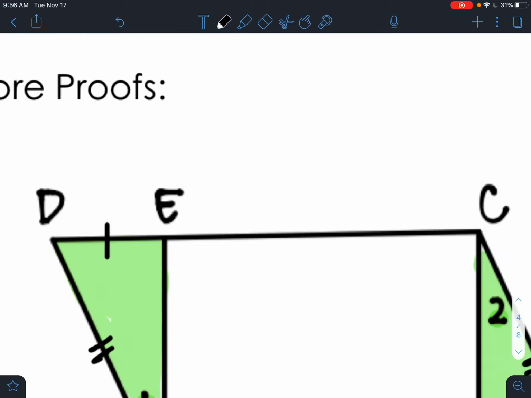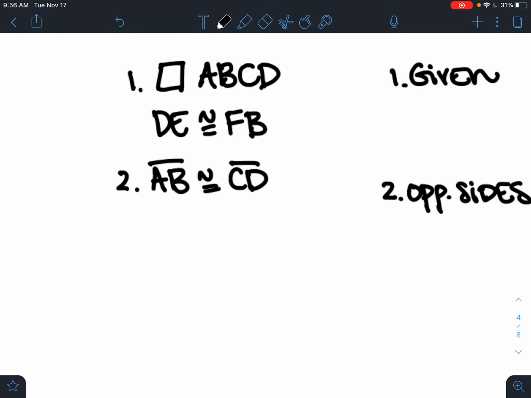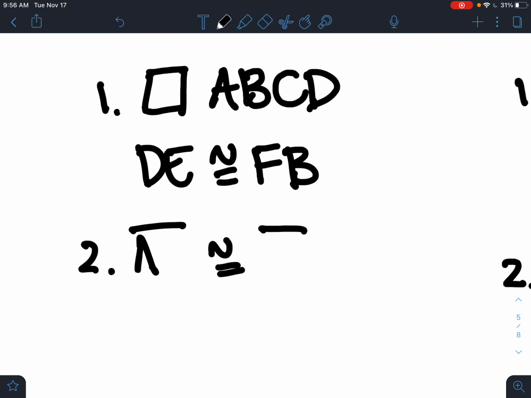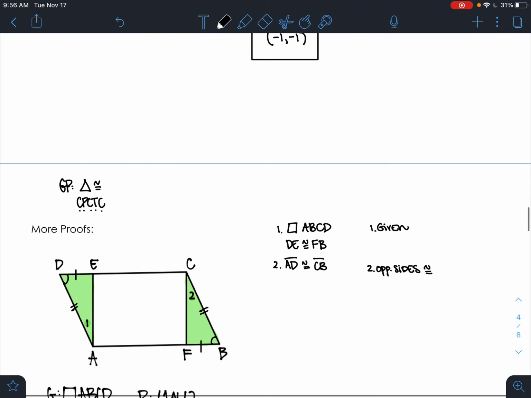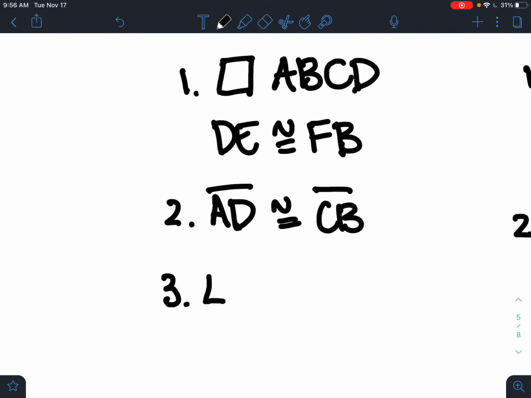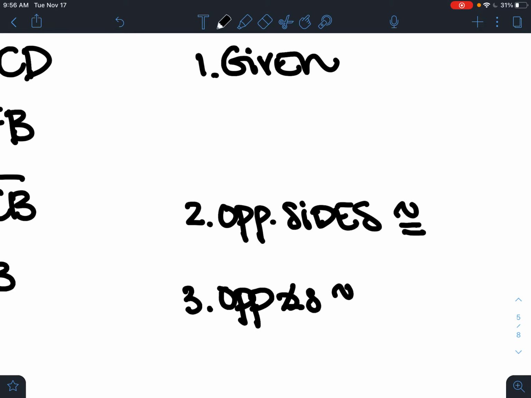Now, what's another property of the parallelogram? Well, I also know that my opposite angles are congruent, which means that angle D has to be congruent to angle B. Oh, and I wrote that down wrong. I'm sorry, guys. This should be that AD was congruent to CB. That's my bad, okay? So like I said, your opposite angles are congruent. So I'm going to state angle D is congruent to angle B. And that's through opposite angles are congruent.